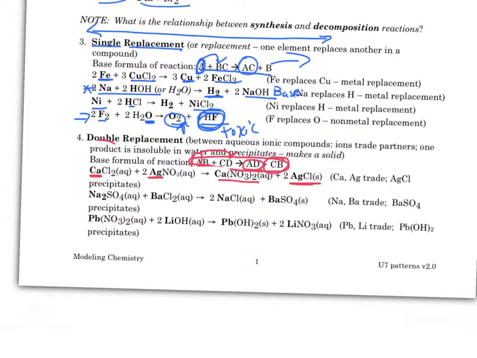Same thing in the next reaction. We have Na2 and Ba. They're going to swap, and then the Pb and the Li are going to swap. Now, you could look at this and see that maybe Cl and NO3 were swapping places, and the Ca and Ag were staying where they are. Either way you look at it, we are taking 2 things that are trading places.